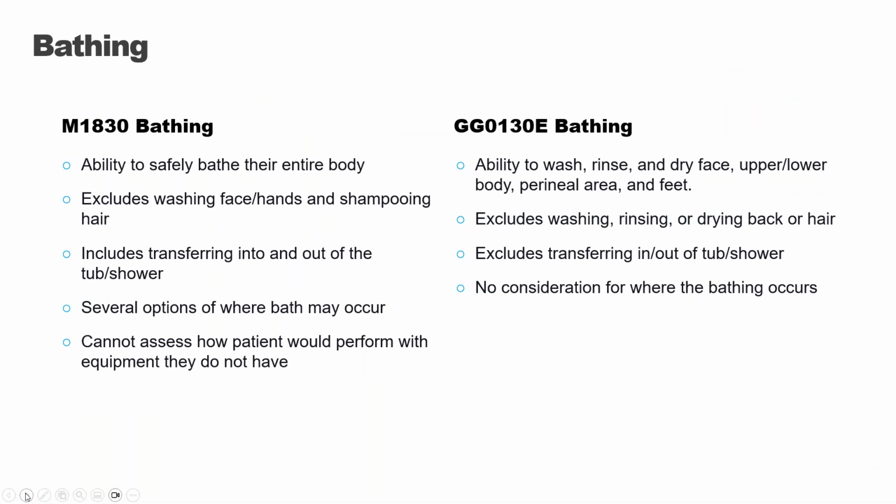Okay, perfect. Let's talk about bathing. So M1830 bathing, the ability to safely bathe their entire body. Now, this excludes washing the face and hands and shampooing the hair. It includes transferring into and out of the tub and shower. And there's several options of where the bath may occur. So you have to consider those in answering this question. And you cannot assess how the patient would perform with equipment they do not have. So again, as April said, we cannot assess something that the patient does not physically have there.